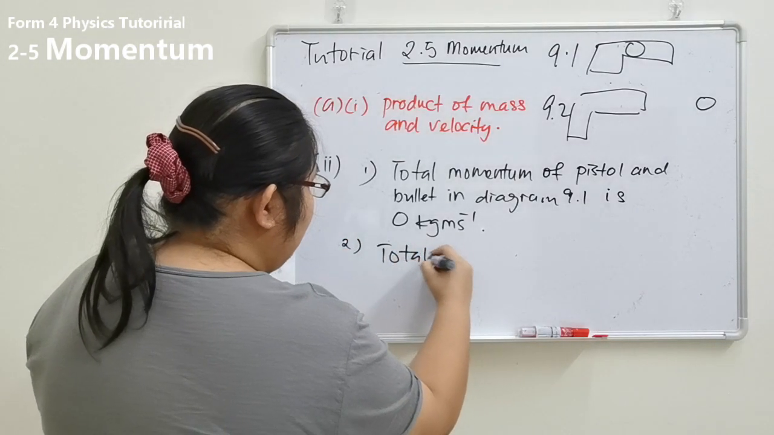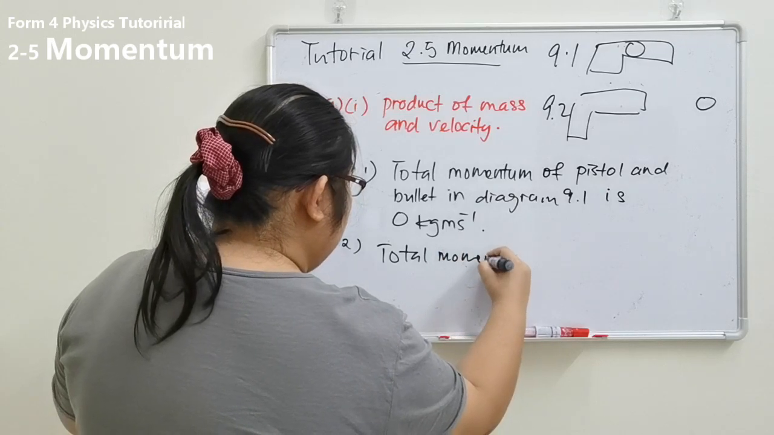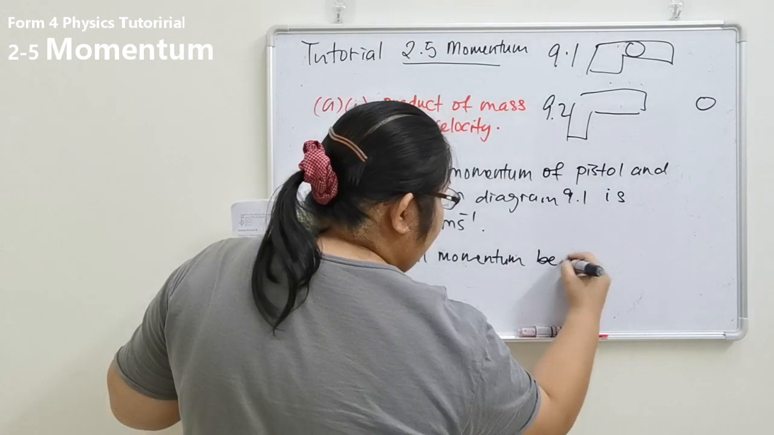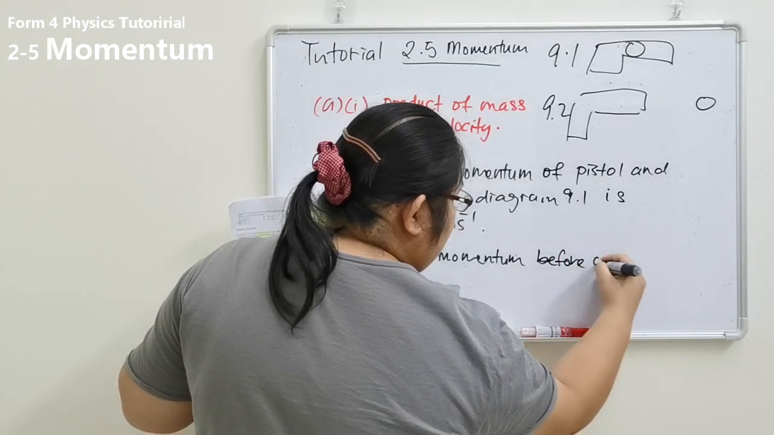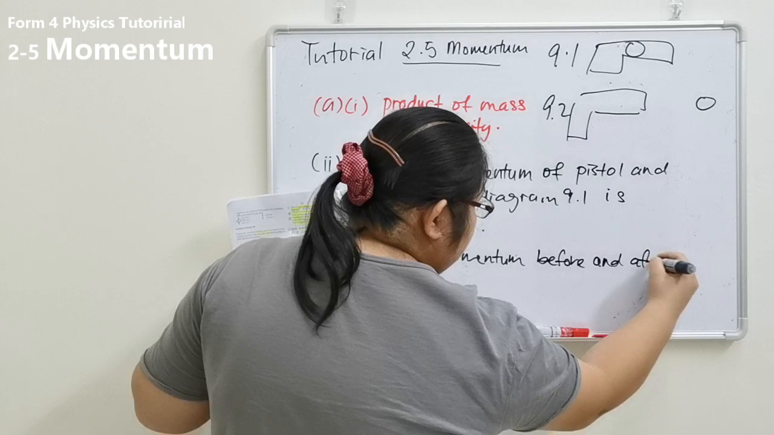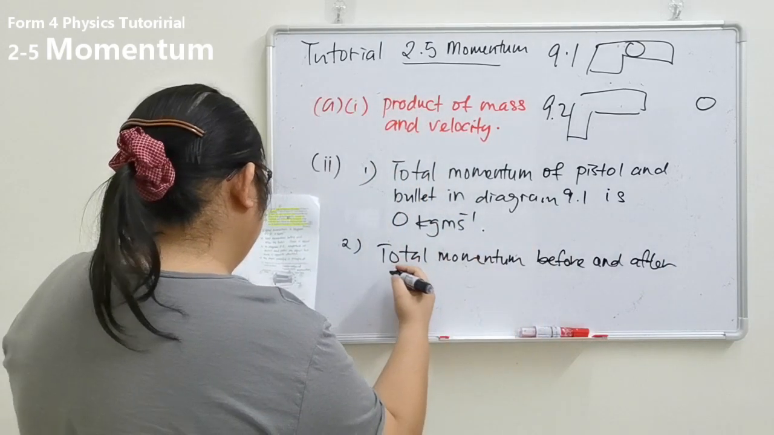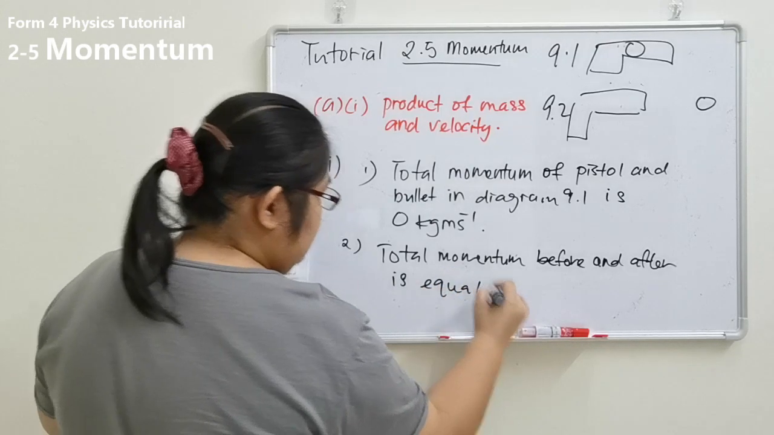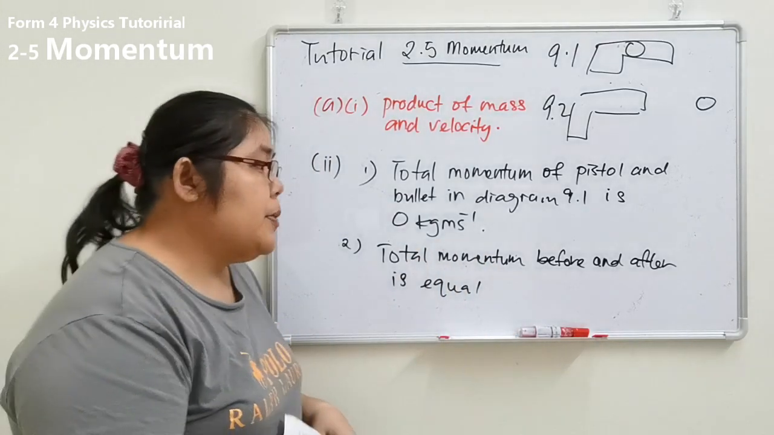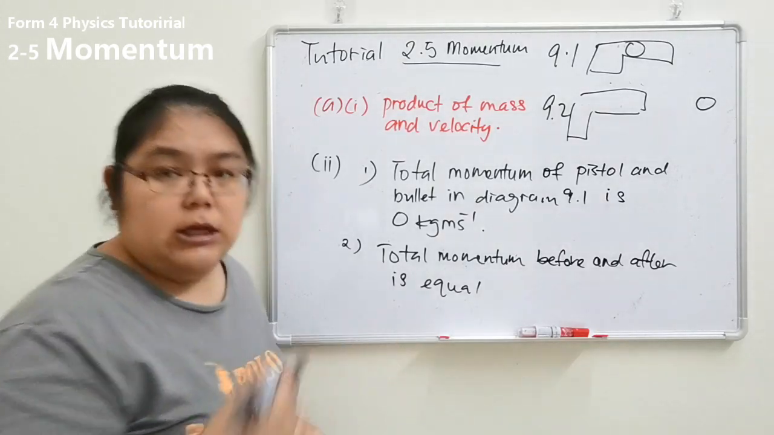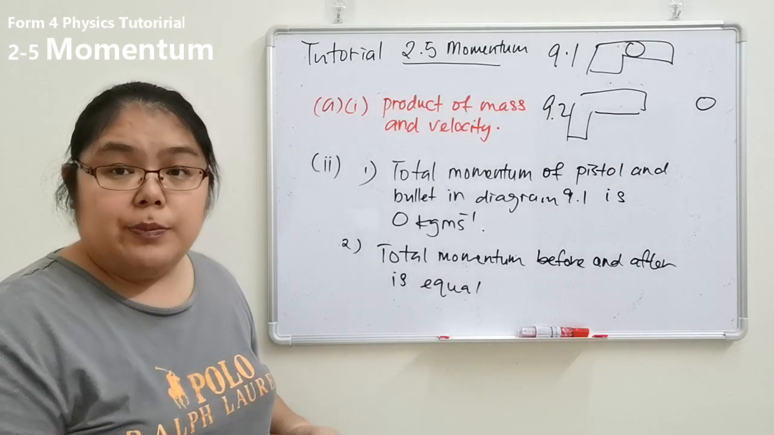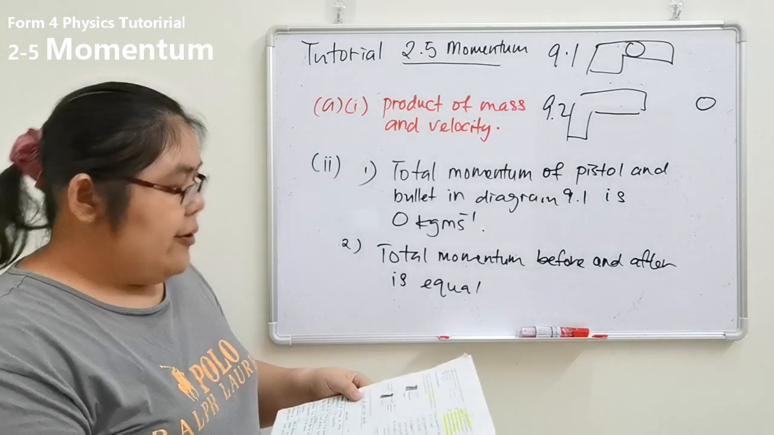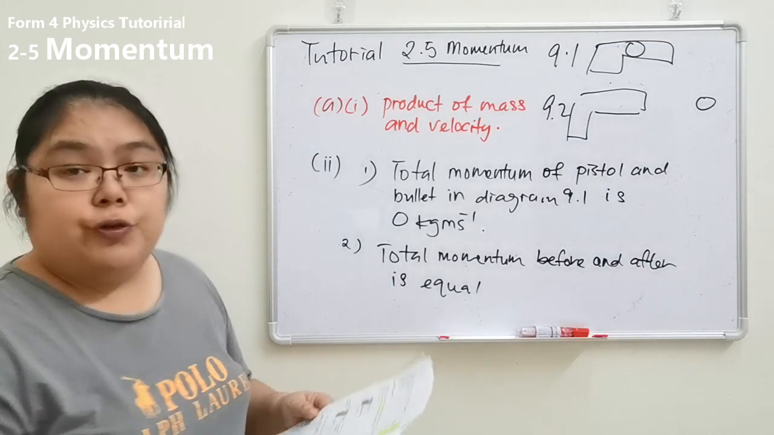Okay, total momentum before and after is equal. So this one we don't need to compare because both are also the same. Don't mention the number. Okay, then after that we go and see number 3.